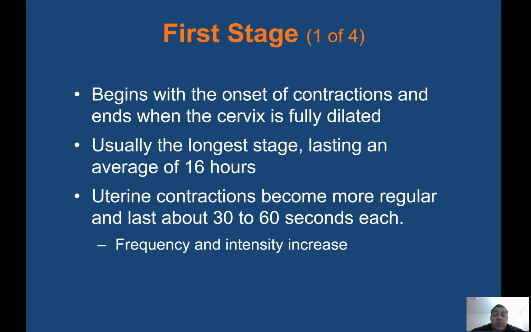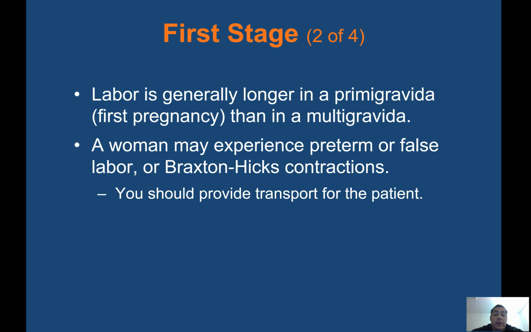The first stage begins with the onset of contractions and ends when the cervix is fully dilated. It is usually the longest stage, lasting an average of 16 hours. Uterine contractions become more regular and last about 30 to 60 seconds each. Frequency and intensity increase. So remember, when the contractions get closer and closer together, that means delivery is coming. So try and time those contractions. Look at your watch. See how far apart they are.